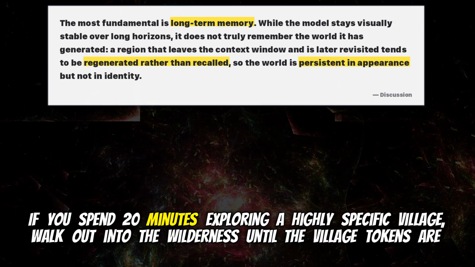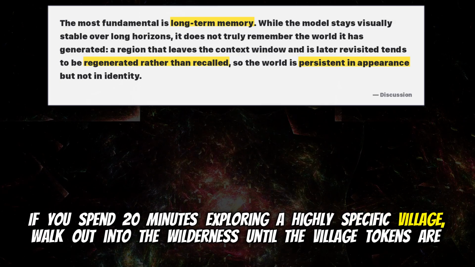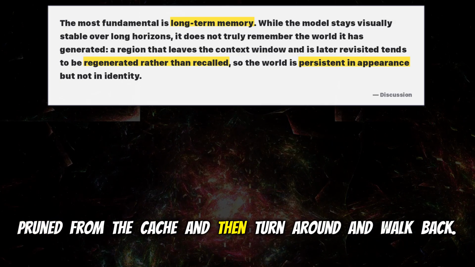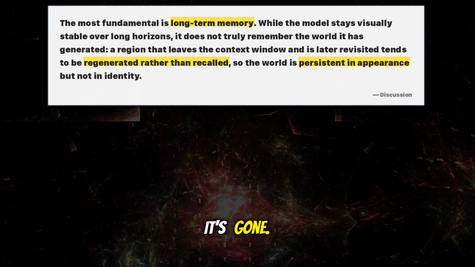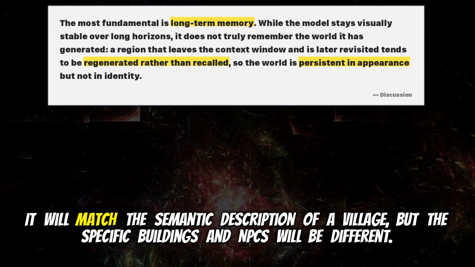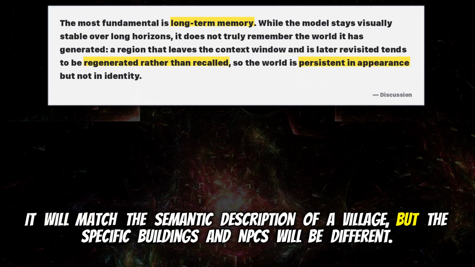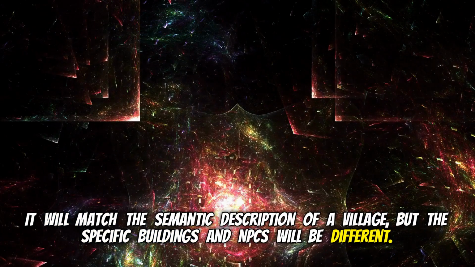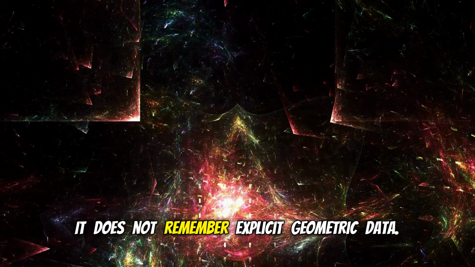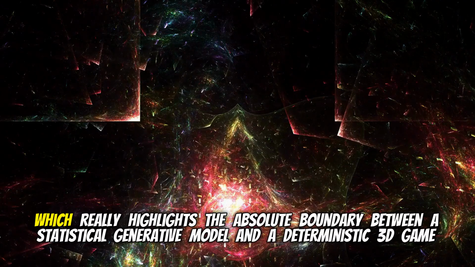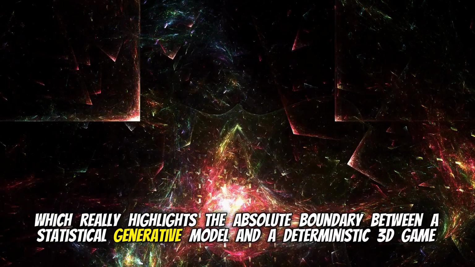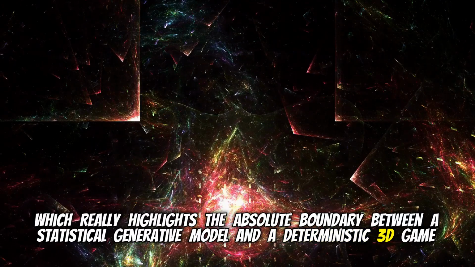If you spend 20 minutes exploring a highly specific village, walk out into the wilderness until the village tokens are pruned from the cache, and then turn around and walk back, it's gone. The village you return to will be a newly generated environment. It will match the semantic description of a village, but the specific buildings and NPCs will be different. The model regenerates based on text conditions. It does not remember explicit geometric data. Which really highlights the absolute boundary between a statistical generative model and a deterministic 3D game engine.